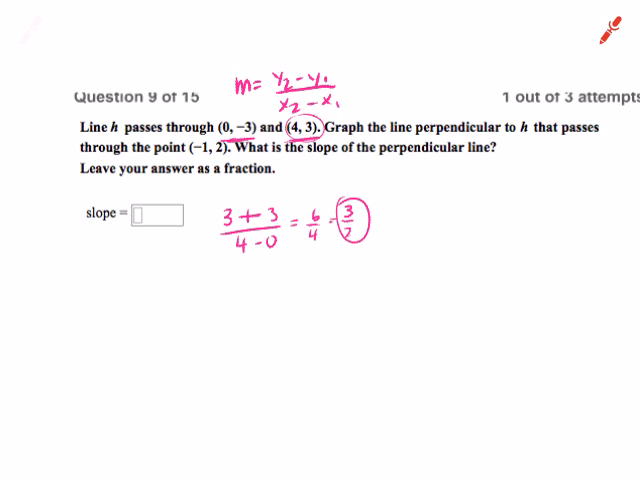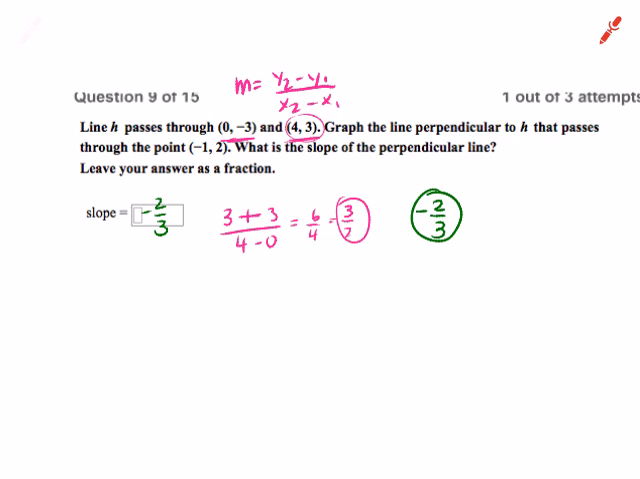To find the slope of the perpendicular line, it's the opposite reciprocal of the original slope. So the opposite reciprocal of 3 over 2 is -2 over 3. And this is actually the answer that goes here, -2 over 3. It's the slope of the perpendicular line, the line perpendicular to H.